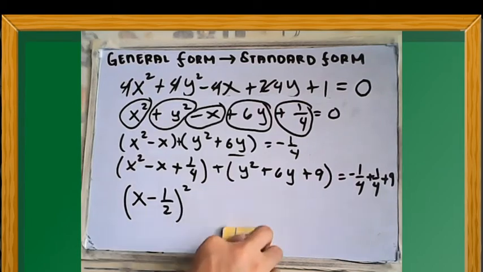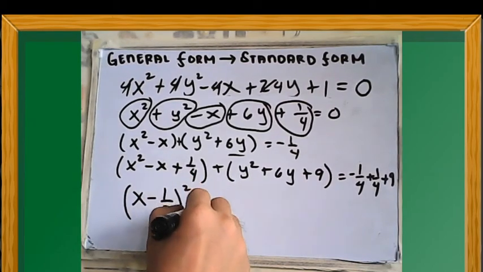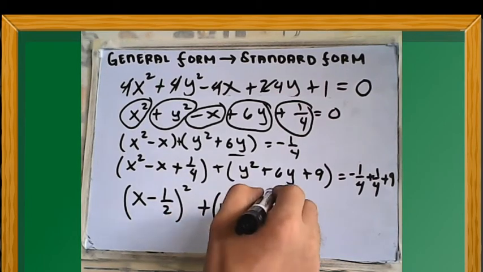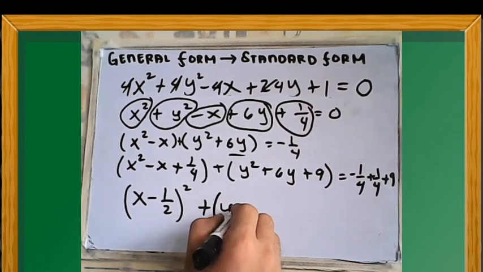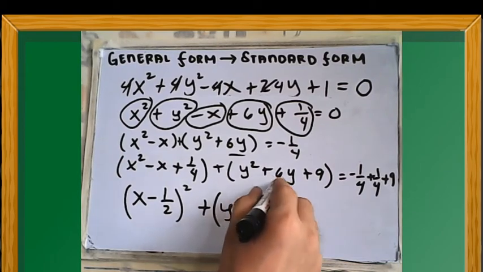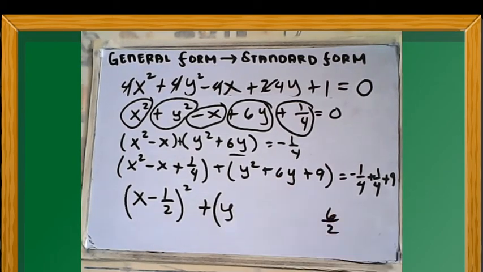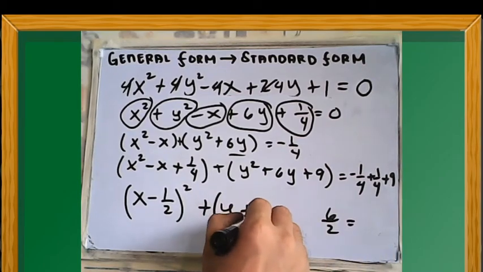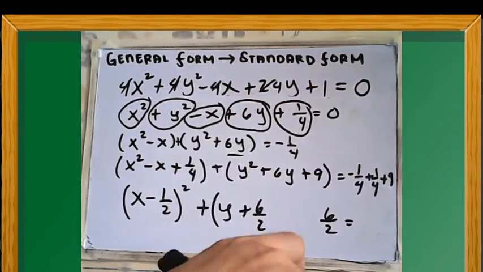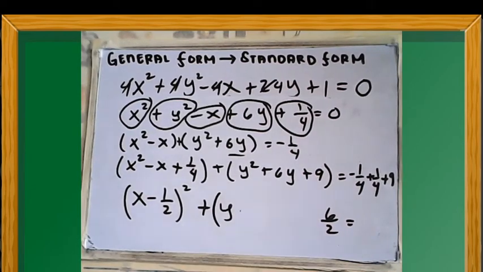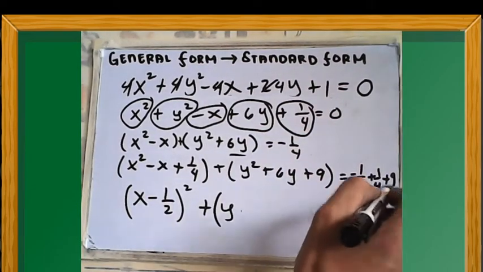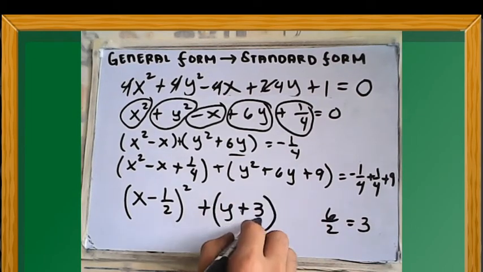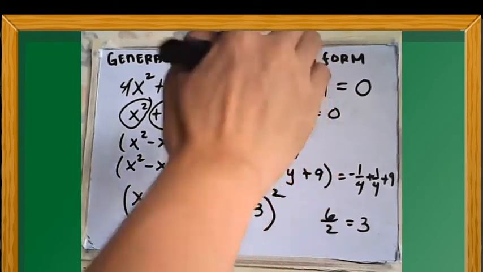And then, plus. Again, dito naman tayo kay y. Open close parenthesis, plus, since kanina si 6, i-divide natin by 2. Hindi naman natin ilalagay na plus 6 over 2. 6 over 2 ang makuha natin is 3, positive 3, so that is plus 3. And then, lagyan lang natin siya ng square.